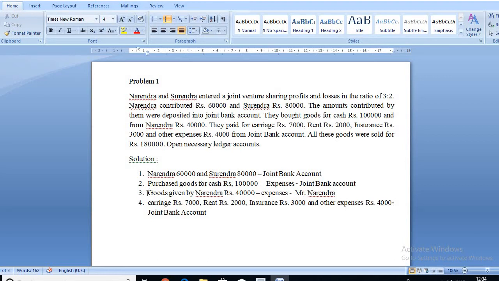The next transaction: Narendra also supplied goods worth rupees 40,000, and these expenses were met by Mr. Narendra. And the last one: they also met expenses like carriage, rent, insurance, and other expenses, and these expenditures were paid through the joint bank account. Now we have to record these expenses in ledger accounts.